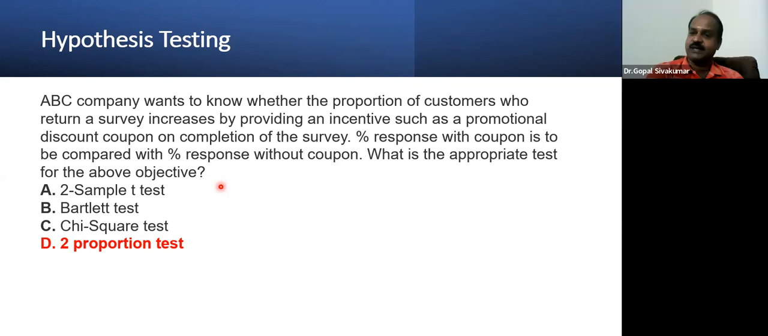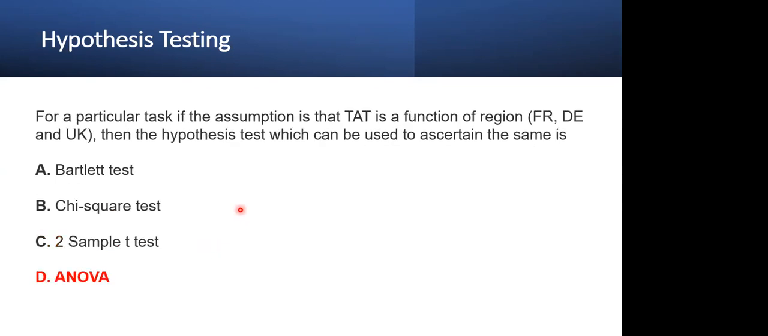Why? Because your child is the same. Before tuition, your child gave the exam. After tuition also, it is your child giving the exam. So since the subject remains the same, it is called a paired t-test. Clear? Great. So what is that, sir, Bartlett test?